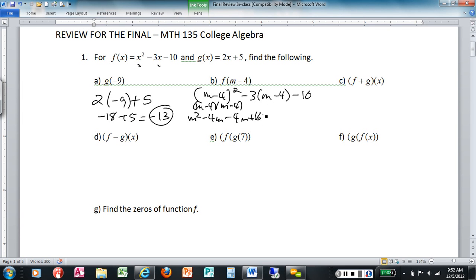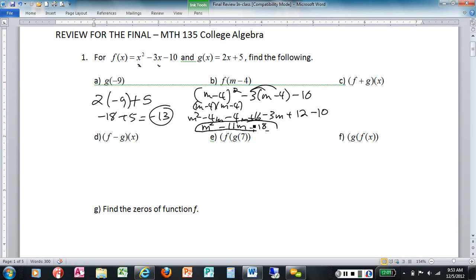And then we also have minus 3m. Distribute your minus 3. And then minus 3 times minus 4 is positive 12. Minus the 10. And so combine the like terms. You got m squared minus 4, and minus 3 is minus 11m. Does that sound right? And then plus 16 plus 12 and minus 10 is 18. M squared minus 11m plus 18. How's that look? Okay.